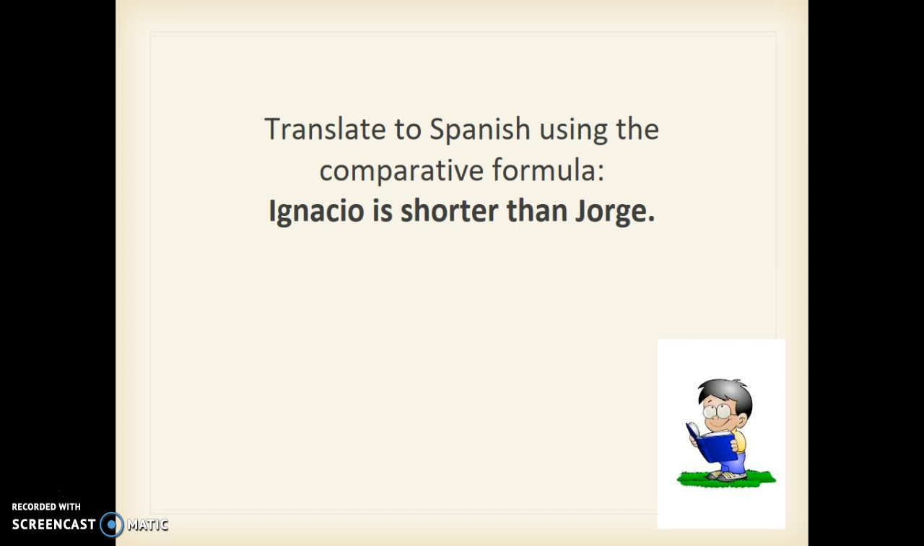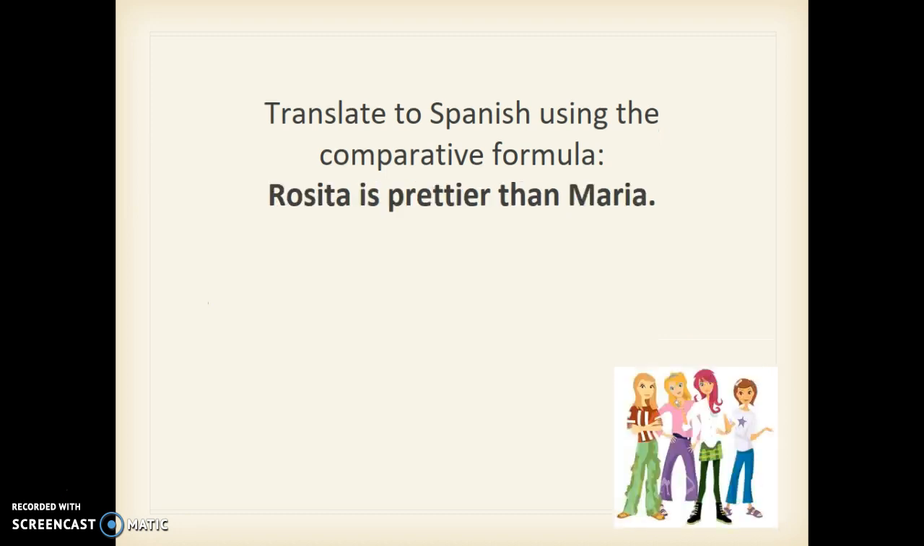Try to do this one. Ignacio is shorter than Jorge. Ignacio es más bajo que Jorge. Again, más, we have an adjective, and then que. Rosita is prettier than Maria. I think y'all are all equally beautiful, but you know. Rosita es más bonita que Maria.